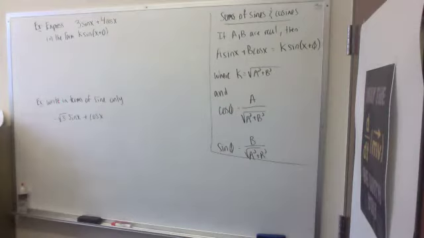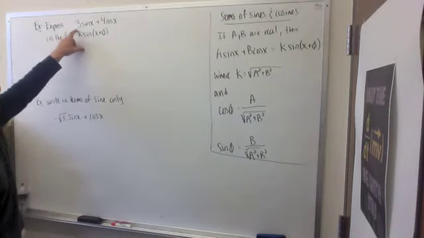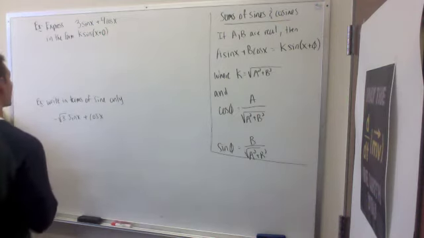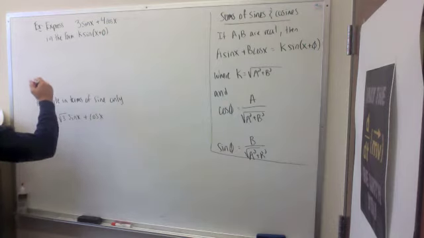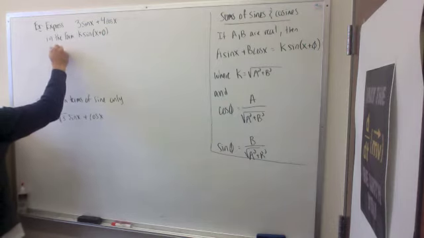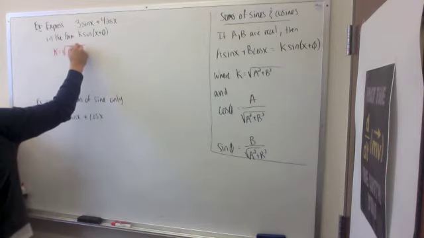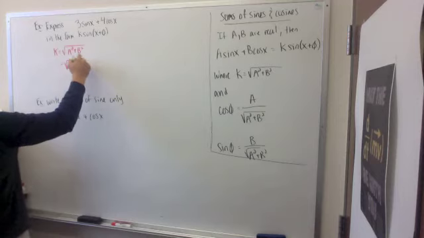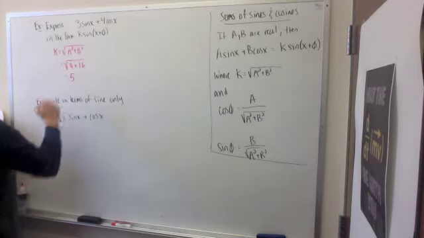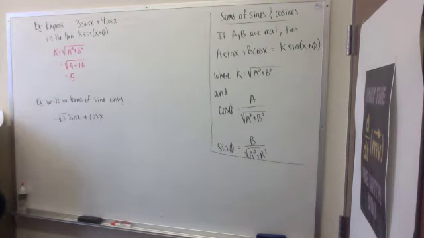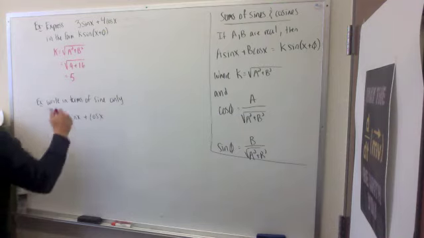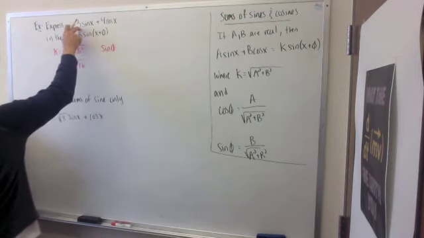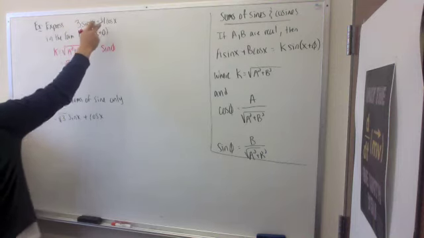Let's take a look at examples of using this idea here. Suppose I have 3 sine x plus 4 cosine x, and I want to write that in the form of k sine of x plus phi. Okay, good. So we know that k equals the square root of a squared plus b squared. So in this case, my a value is 3, so I'll have 9 plus 16, the square root of 25, which is 5. So I know my k value is equal to 5. Then I want the angle phi such that sine of phi equals 3 over 5, or excuse me, 4 over 5, sorry, we'll have 4 over 5.